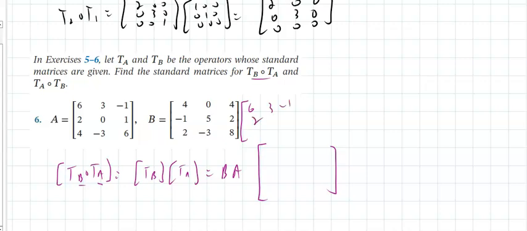6, 3, negative 1, 2, 0, 1, 4, negative 3, 6. So I'll get 24 plus 0 plus 16. 24 plus 16, that's 40. And then I'll get 0 plus 0 plus a negative 0. Oh, wait. I'll get, for the second, 12 plus 0 minus 12, that's a 0. Negative 4 plus 0 plus 24, that's 20. For the second, I'll multiply by the first, negative 6 plus 10, that's 4. 4 plus 8 is 12.